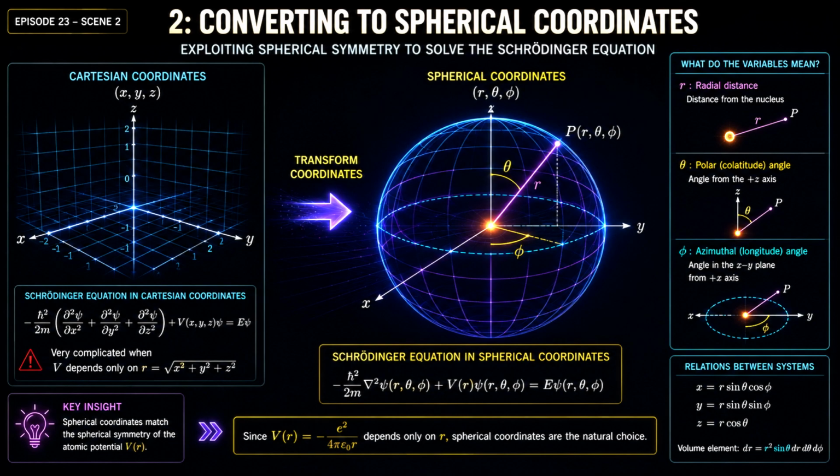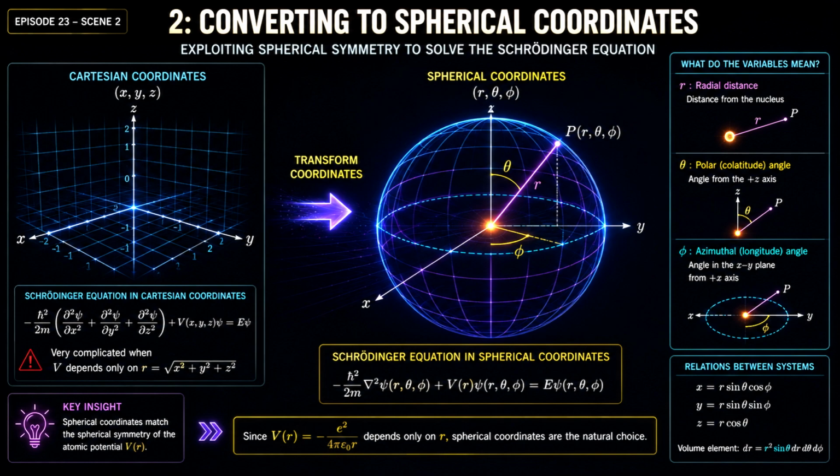Attempting to solve the three-dimensional Schrödinger equation using standard Cartesian coordinates x, y, and z results in an incredibly convoluted mathematical mess. Because the electrostatic potential energy of an atom depends purely on the radial distance from the nucleus, we must transform our entire coordinate framework into spherical coordinates, designated as r, theta, and phi.